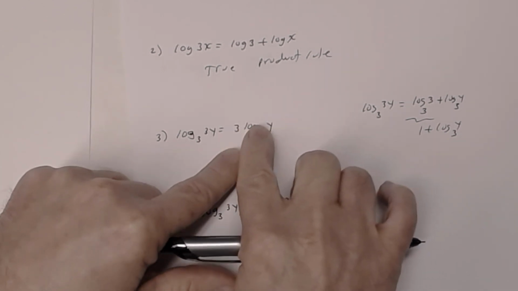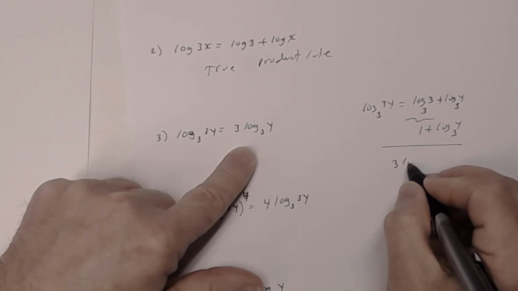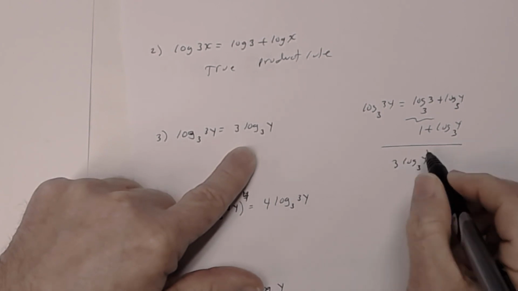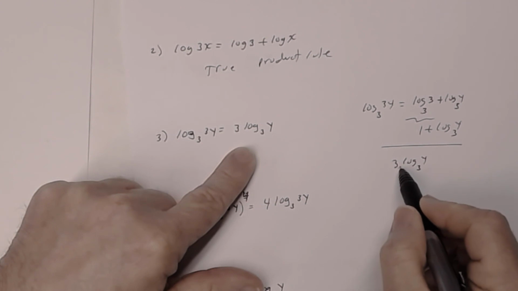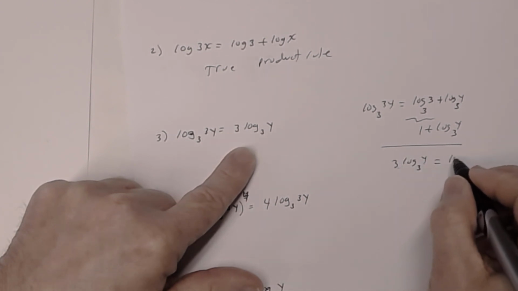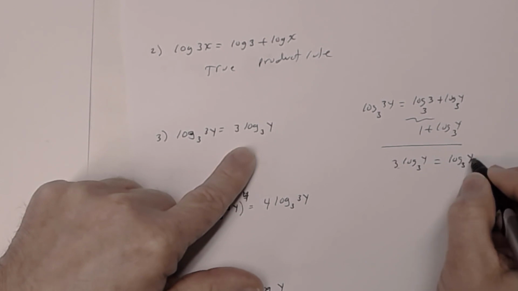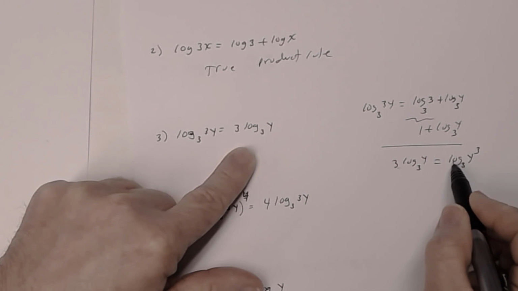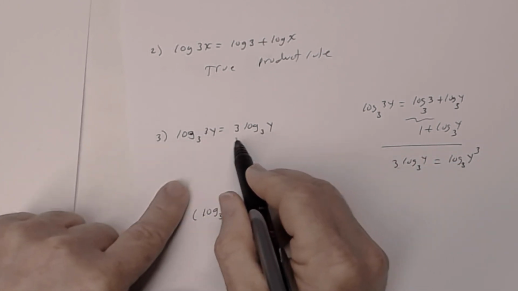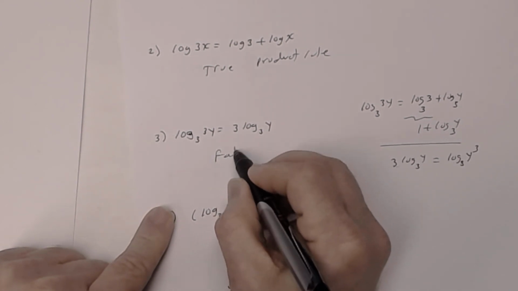If I look at this, I can think of it this way: 3 log y base 3. So I can use the power rule. I can rewrite this with an exponent. So it becomes the log base 3 of y cubed. And notice that is not what this is right here. Okay, so that one's false.